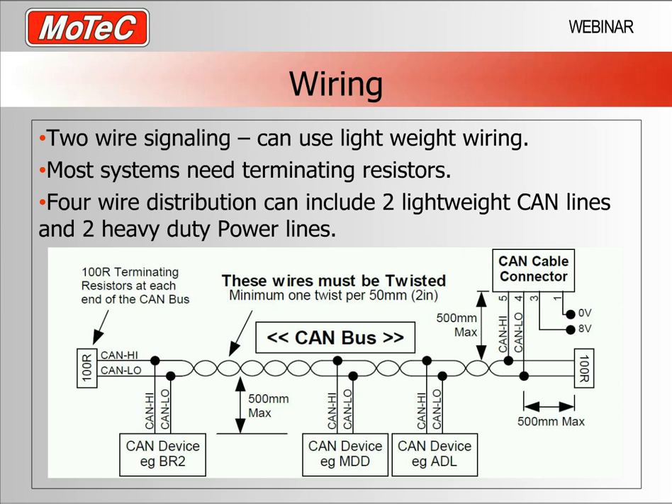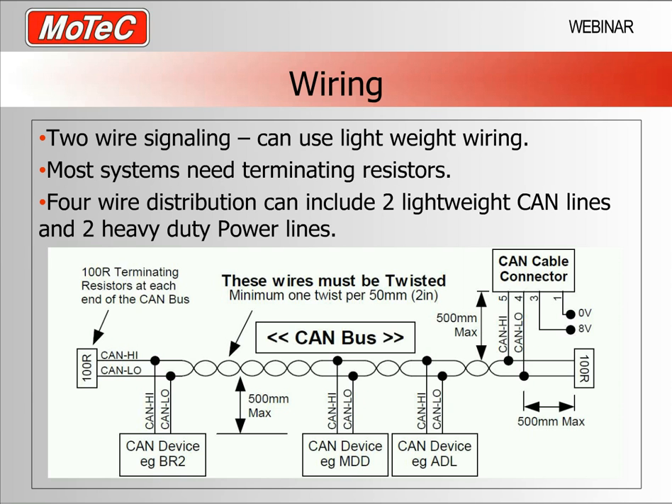Now, some devices, especially OEM devices, have these terminating resistors internally connected. However, MoTec devices do not have terminating resistors. So if you want to connect multiple MoTec devices on a CAN bus, you very much need the terminating resistors. And that's really all there is to it.